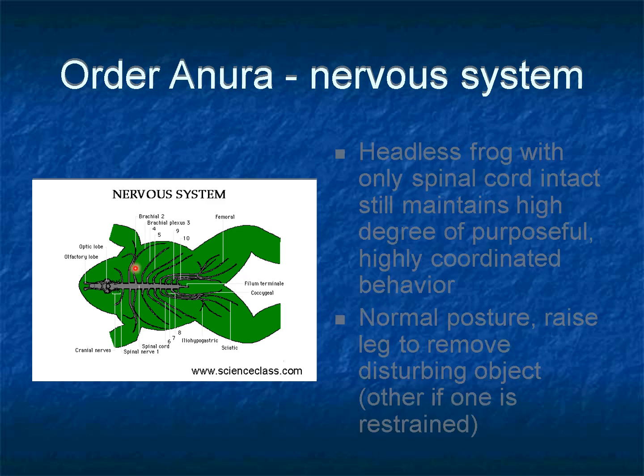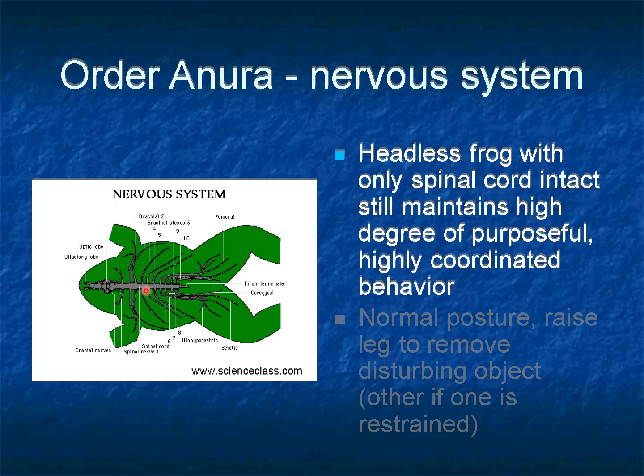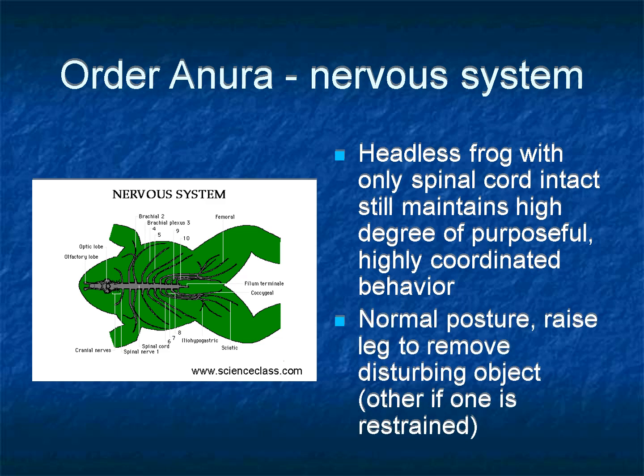Such that if you remove the head from the frog and leave the spinal cord intact, it will still perform a purposeful coordinated behavior. It is observed that without a head, a frog maintains a normal body posture and can accurately raise its leg to remove the disturbing material from the skin. Further, if you hold one leg, it will use the other one.